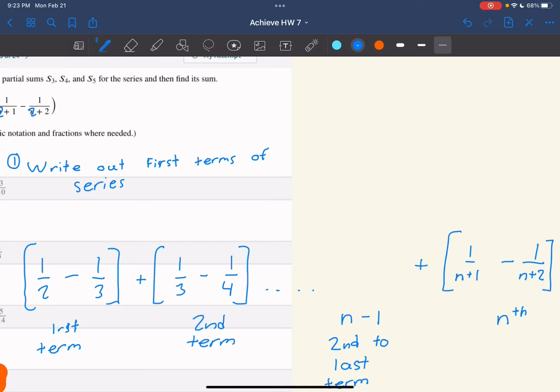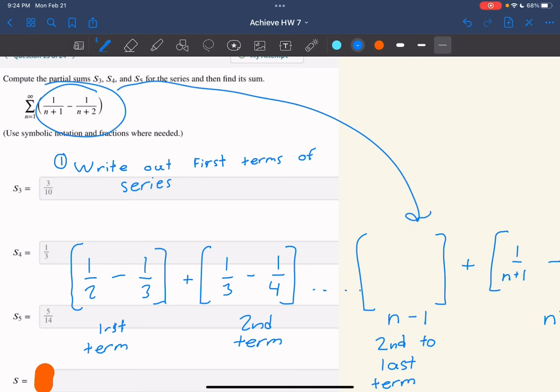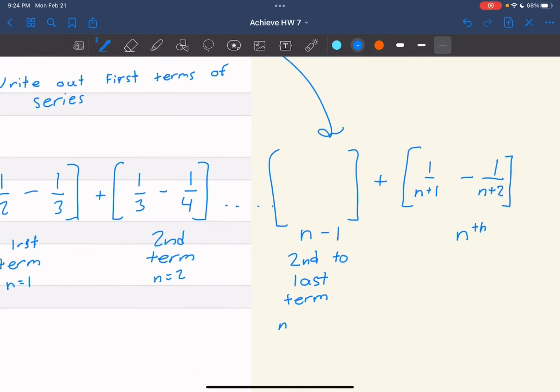Cool. Now we're going to add. What we want to do is take our series and plug in the n value that we have here. What we've been doing so far is plugging in n equal to 1, so we plug in 1. When n is equal to 2, we plug in 2. So this is n equal to 1, n equal to 2. This one, n is equal to n minus 1, and this one, I'm sorry, n is equal to just n, okay? And so then that's why we plug in n.